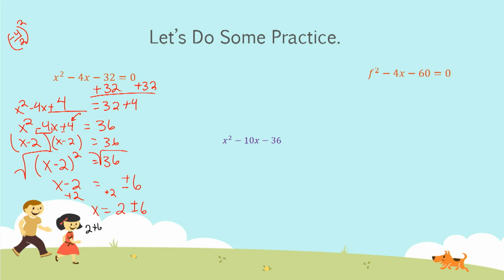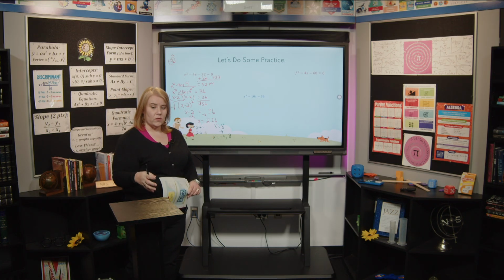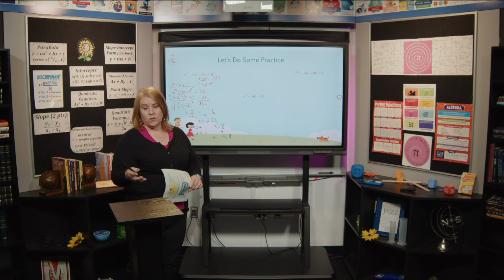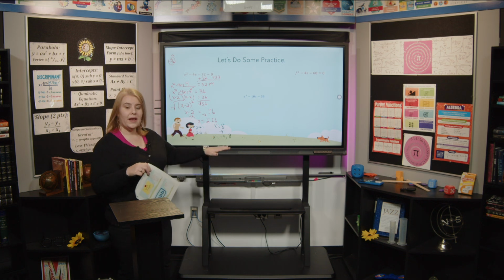2 plus 6 or 2 minus 6. So my x is going to be 2 plus 6 is 8. 2 minus 6 is -4. So how I'm going to write that is x equals -4, 8. So I added the square root, and then I subtracted the square root. And that's how I got -4 and 8.